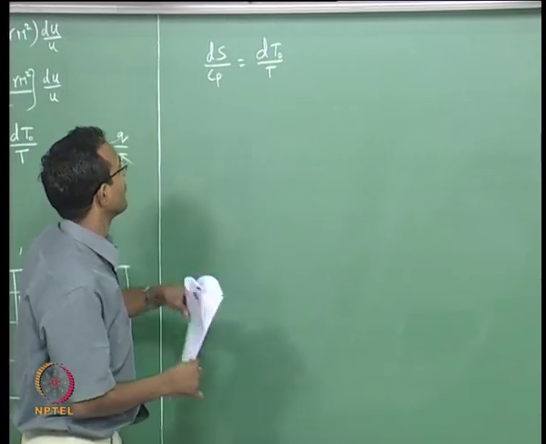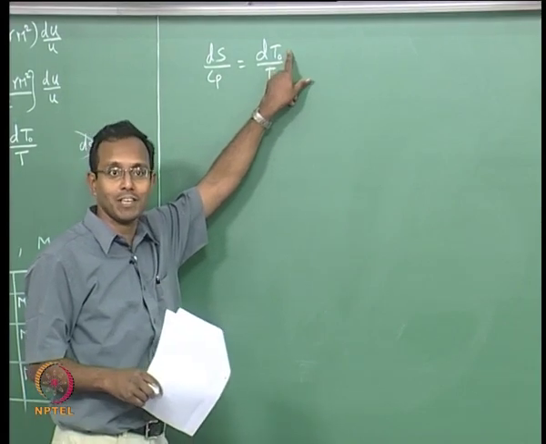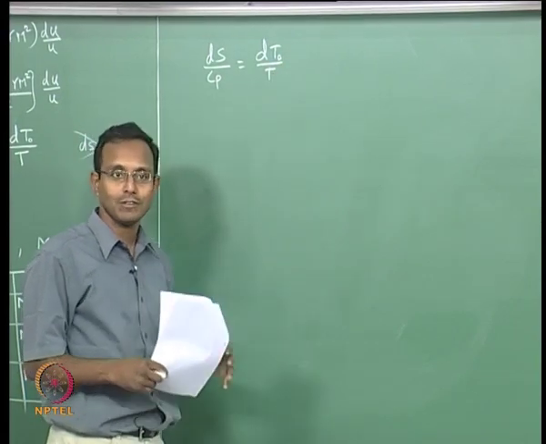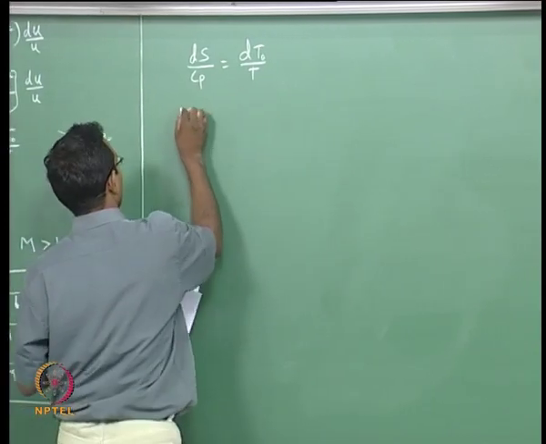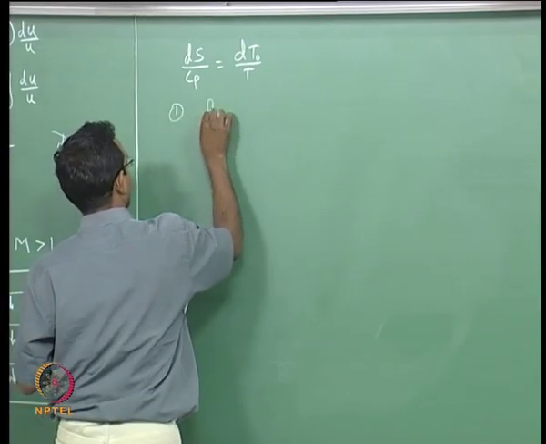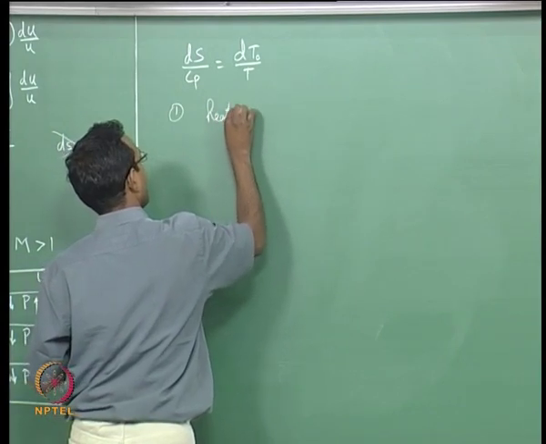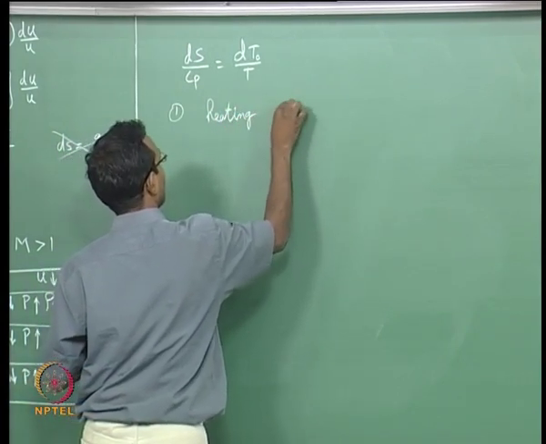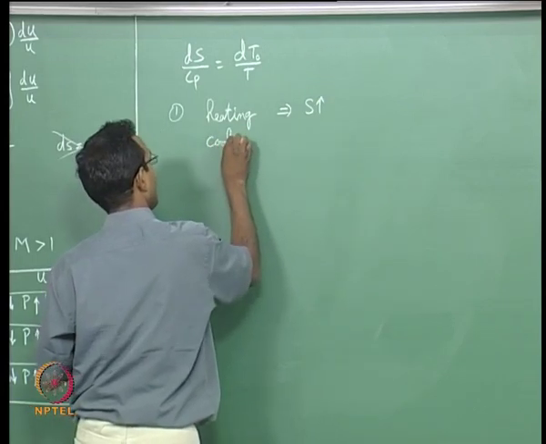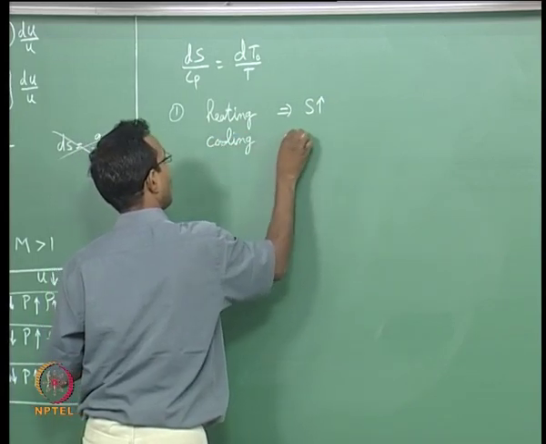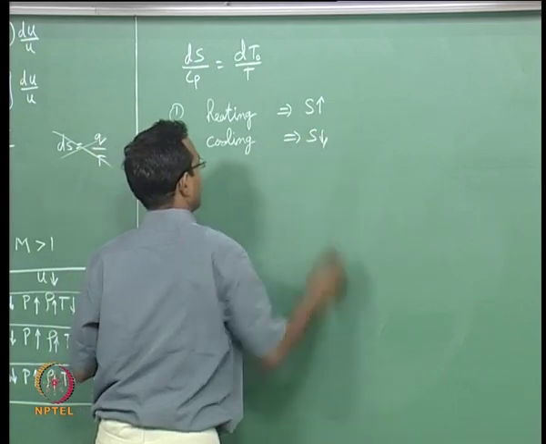This says that if my t naught increases, that means I am giving heat to my flow, right? If I add heat, then my t naught increases. So, if I give heat to the flow, my first comment happens to be heating causes entropy to increase. Cooling causes entropy to decrease.